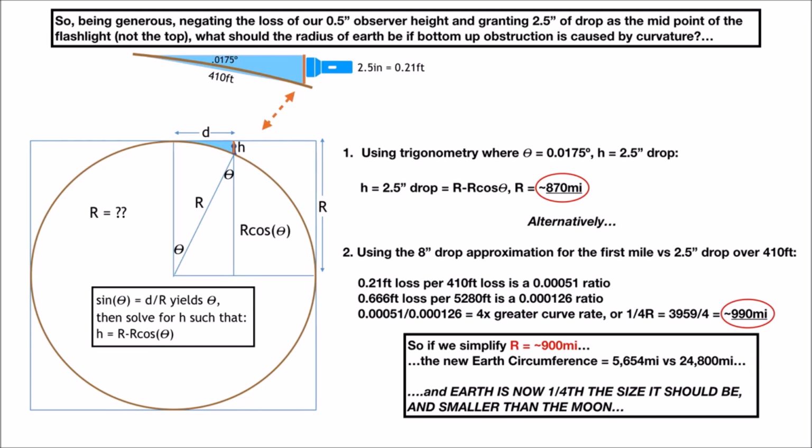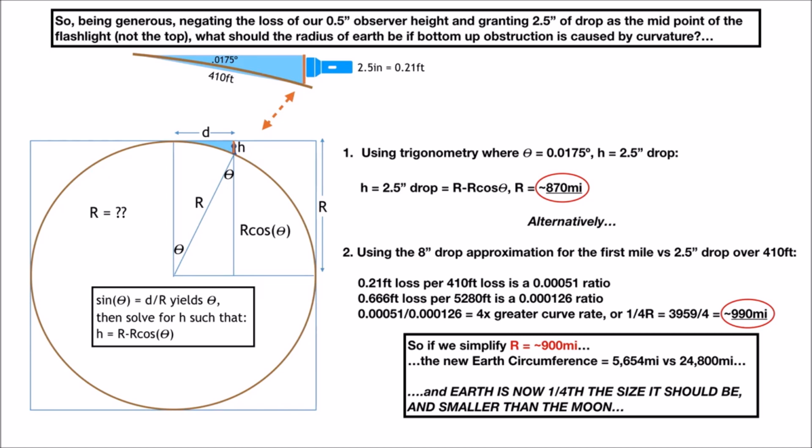So when you do the math for this using trigonometry, where our theta angle comes out to 0.0175 degrees, which is again close to 1 arc minute, and our height is about 2.5 inches of drop, then you end up with 870 miles of R. So R is 870 miles in this case, which is well below the 3,959 miles that is purported to be.